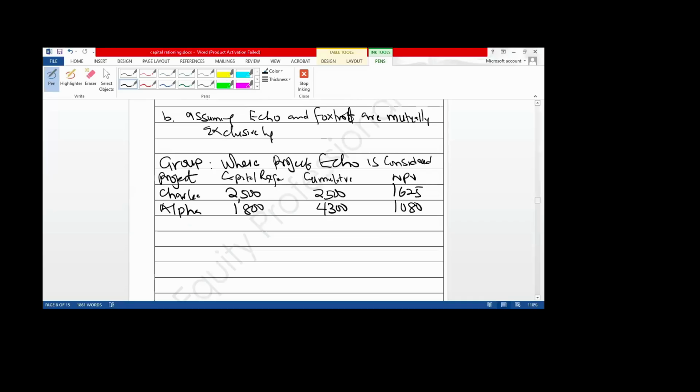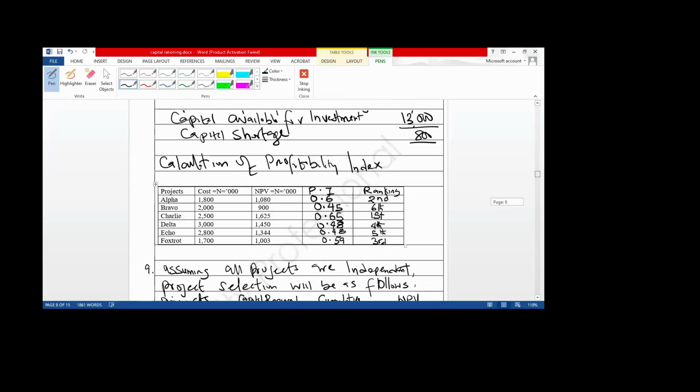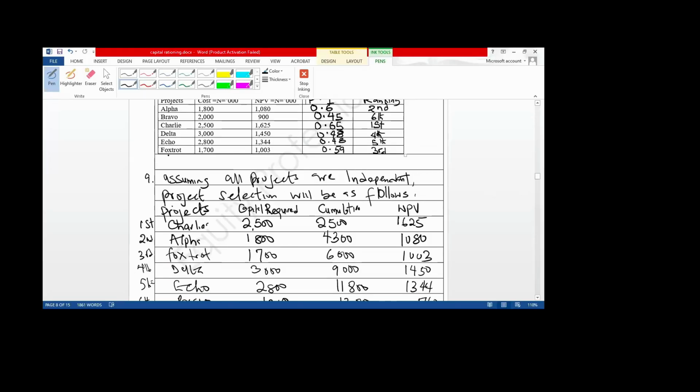The third project, based on ranking, is Foxtrot, but it's mutually exclusive. I can't take this project because I'm going to consider Echo. So you are going to ignore this project. You now go to rank 4, Delta. Amount is 3,000.